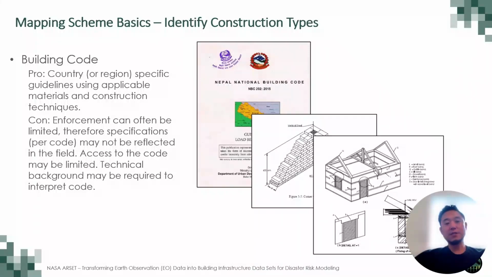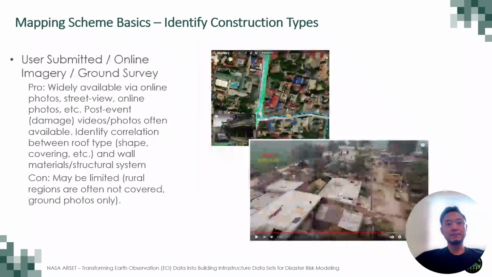In regards to documentation, what we'll lastly look at is building codes. These are good because they're country specific. And so they'll tell you any applicable materials and construction practices that they do use. The cons are, enforcement can and often may be limited. So what you see in the code might not be what you see out in the field. So you have to be careful with your vulnerability modeling if this is the case.